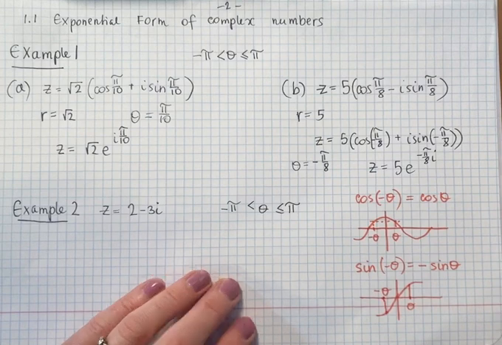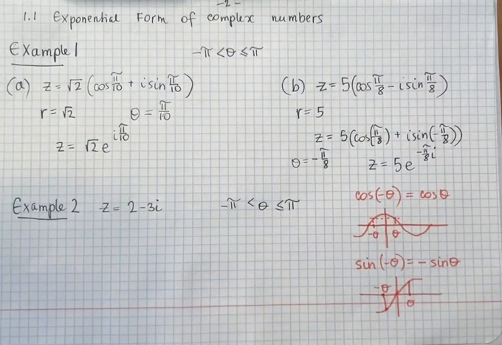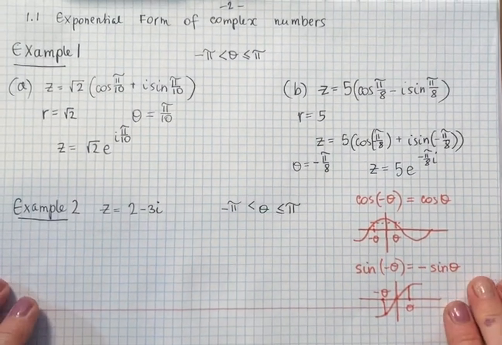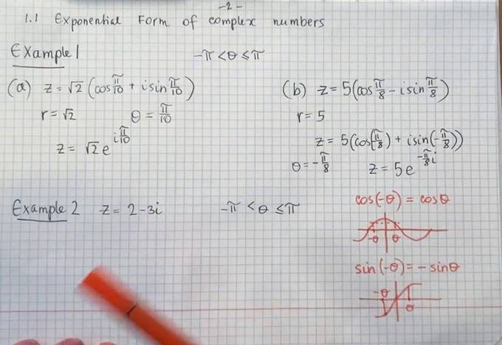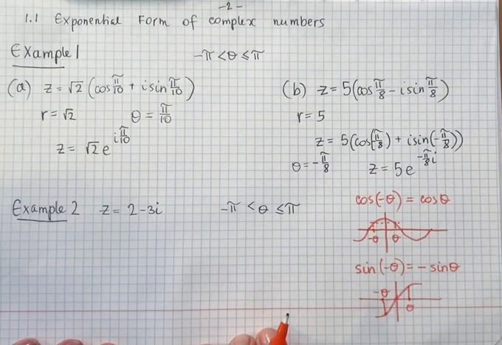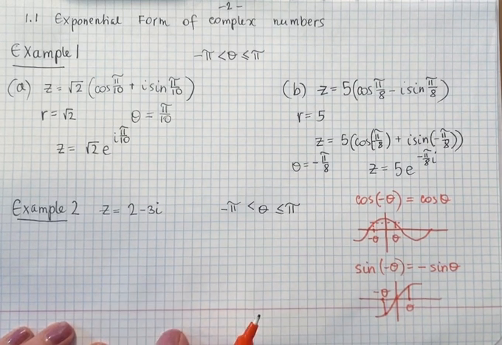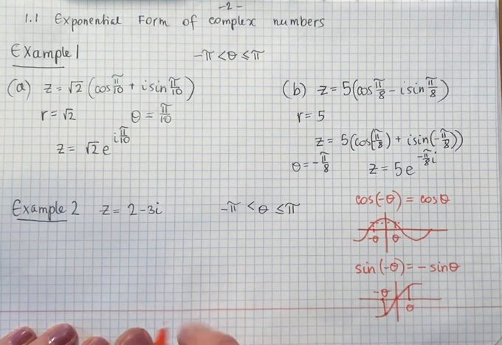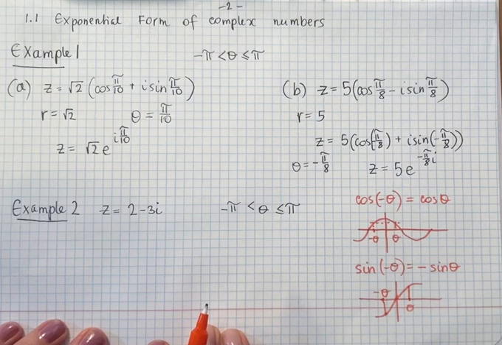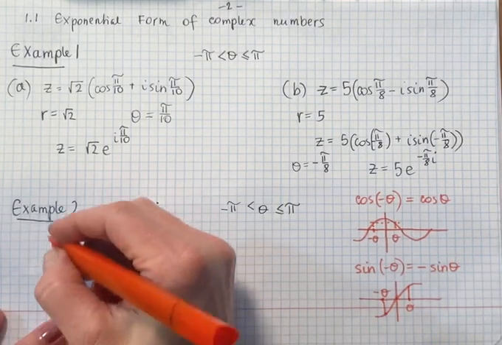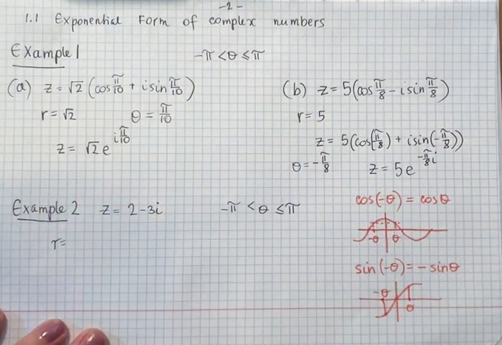So these two identities you should recall from last year, you need to remember. Okay, so here in example 2, if we come back to the textbook, we've got z is equal to 2 minus 3i. Over here, we have to express it in the form r e to the power i theta. So we need to have the value of r, which is our modulus.